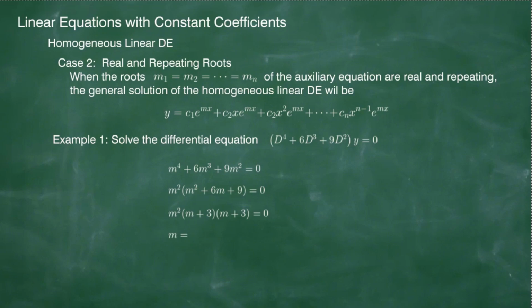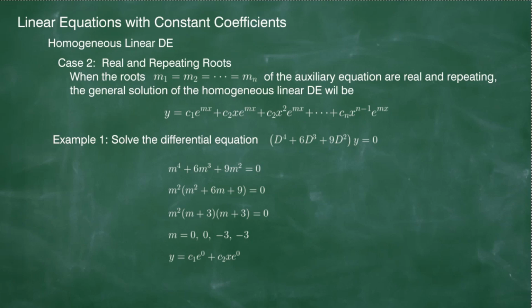So the roots are 0 and another 0 for m squared. And then we have negative 3 and another negative 3 for the m plus 3 factor. And now the general solution would be y equals c1 e to the 0. Then for the next solution, we will start to multiply by x. We will have c sub 2 x times e to the 0. For negative 3, we have c3 e to the minus 3x. And then multiply by x again, we have plus c sub 4 times x times e to the negative 3x.